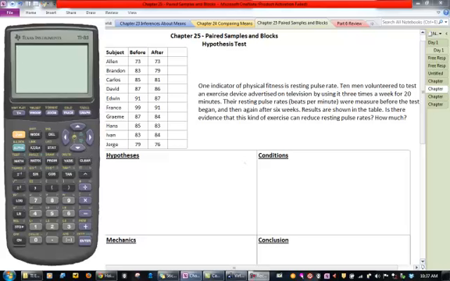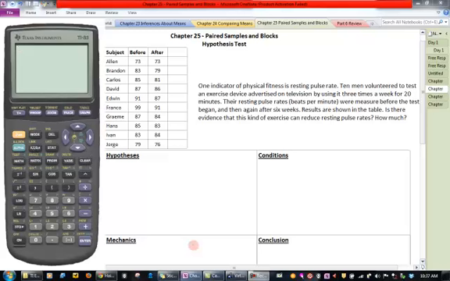This video will cover Chapter 25, Paired Samples and Blocks, the Hypothesis Test. We will be working through a problem about resting pulse rates for men. 10 men volunteered to test an exercise device advertised on television by using it 3 times per week for 20 minutes. Their resting pulse rates in beats per minute were measured before the test began, and then again after 6 weeks. The results are shown on the table on the left.